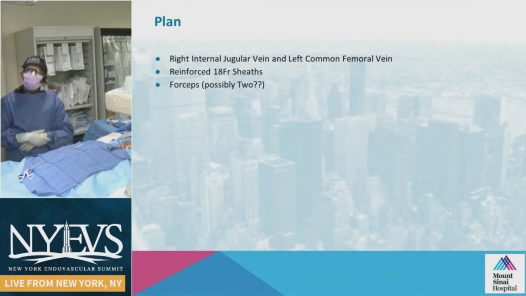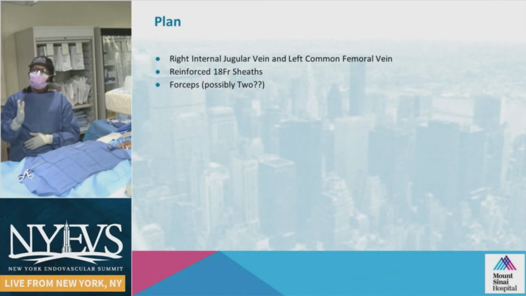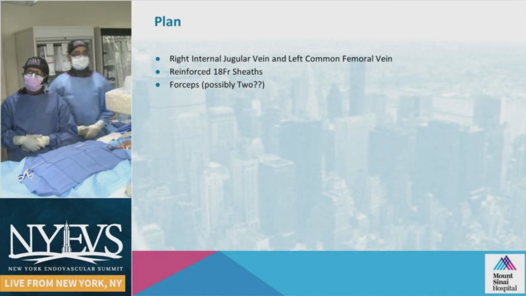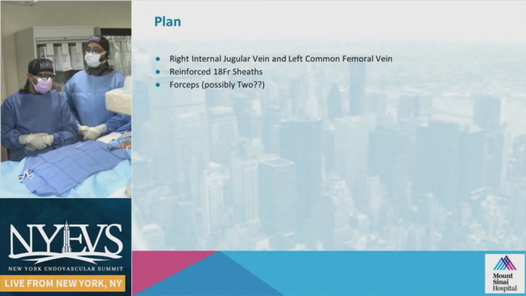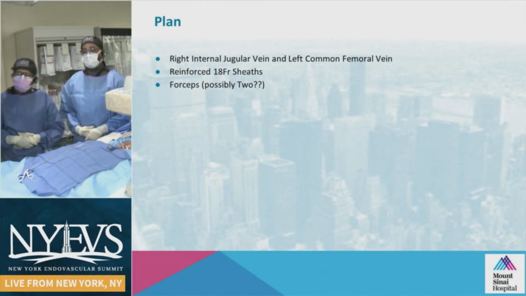We've already obtained right IJ and left common femoral vein access, particularly because the filter is tilted towards the lateral aspect, directly facing the left common femoral vein in parallel. So we already have two 18 French sheaths ready to go, and we have forceps available, and we're going to retrieve this filter using forceps.